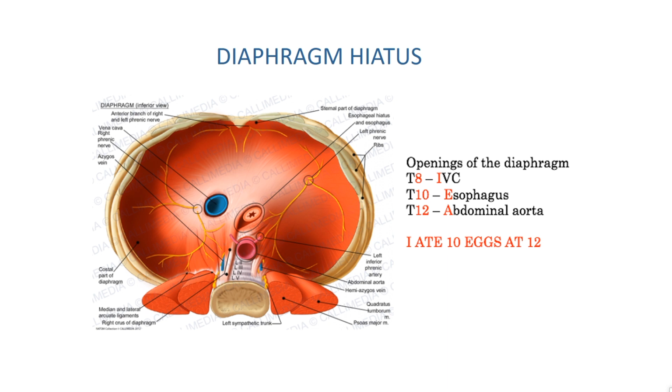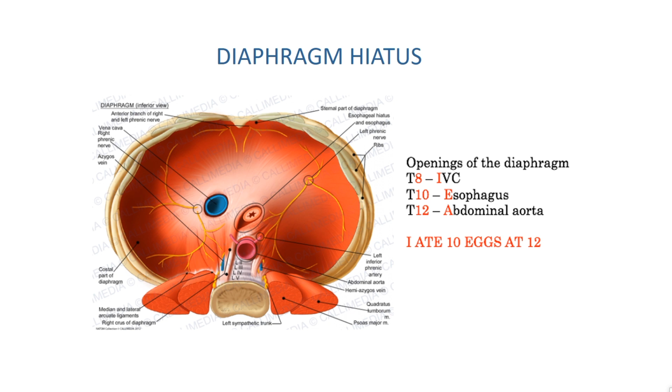But what's most likely taught in your lecture is going to be "I ate 10 eggs at noon." This is a great way to remember the three basic large structures that pass through the diaphragm at different heights. Keep in mind, this is not the highest height of the diaphragm. The highest height of these structures is T8, and that is your IVC. So I 8, IVC, T8.